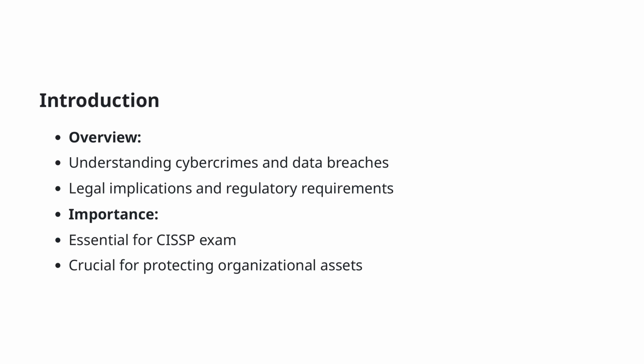with legal standards. In this section, we're going to explore cybercrimes and data breaches. We'll start by understanding what constitutes cybercrimes and the range of legal implications and regulatory requirements associated with these incidents. This knowledge is not only essential for passing the CISSP exam, but also fundamental for safeguarding organizational assets and ensuring compliance with relevant laws and regulations. This foundational grasp of cybercrimes and data breaches sets the stage for a deeper insight into the specific types and impacts of such illegal activities in the subsequent slides.